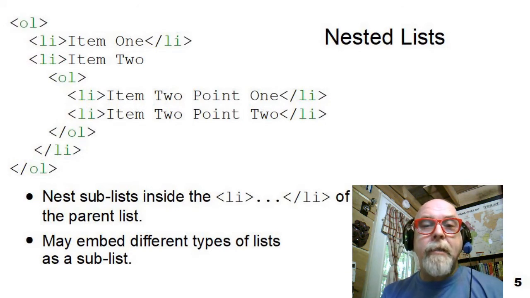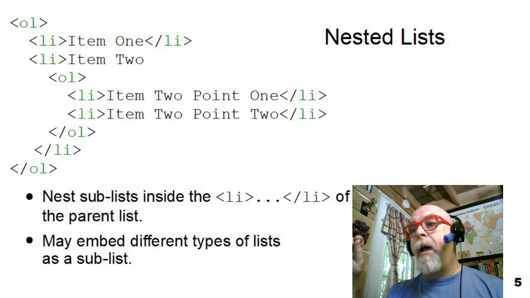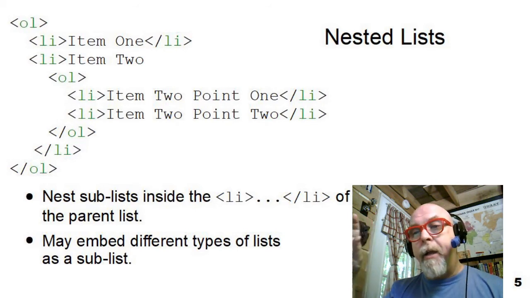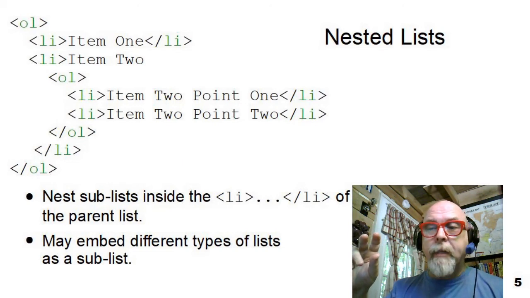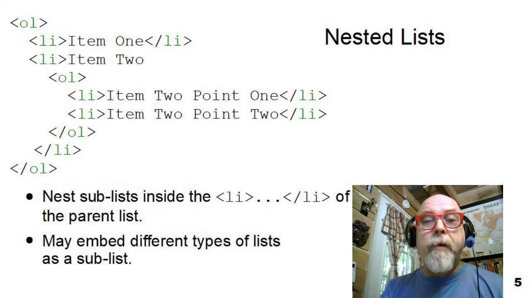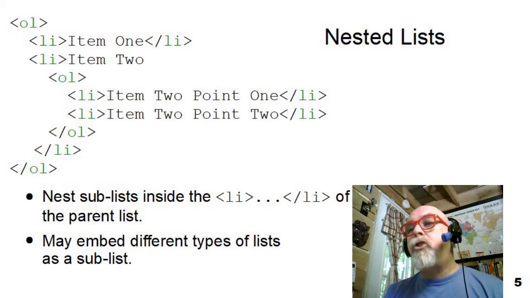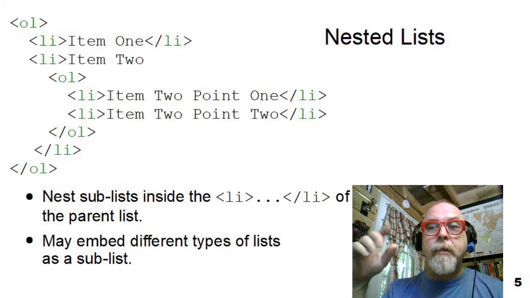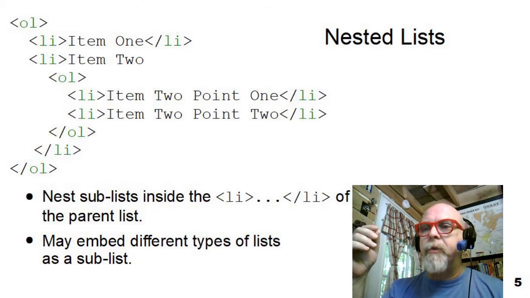Sometimes it becomes necessary to put a list inside another list. Maybe you've got a point and you want subpoints, or you've got a numbered list and you want sub-bullets, or maybe you've got bullets inside of bullets. And that's perfectly appropriate. Be sure that your sublist, your sub-ordered list or unordered list or definition list, which you'll see in a future presentation, are inside the list item.